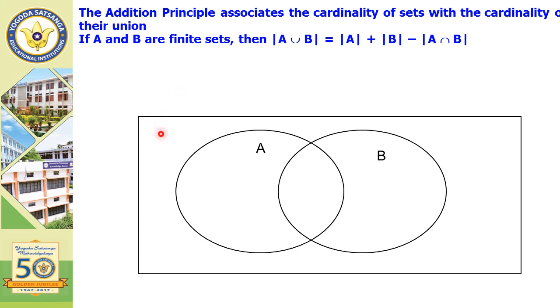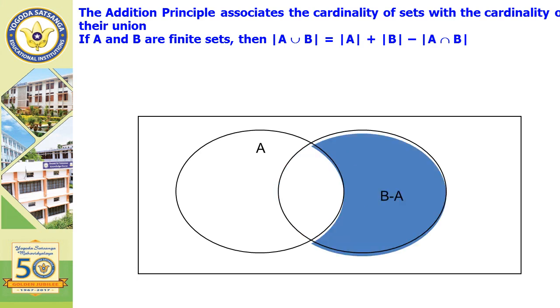Here is a Venn diagram. A and B are two sets and they are not disjoint sets. There are some elements in common. This is the intersection part, and this part is common to both A and B. Now this is the part of B minus A. So this is A, and if we calculate the set difference of B and A, this is B minus A.